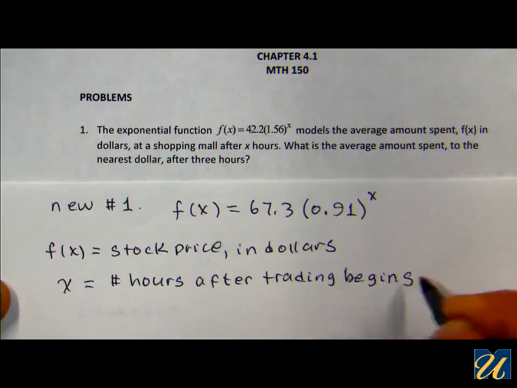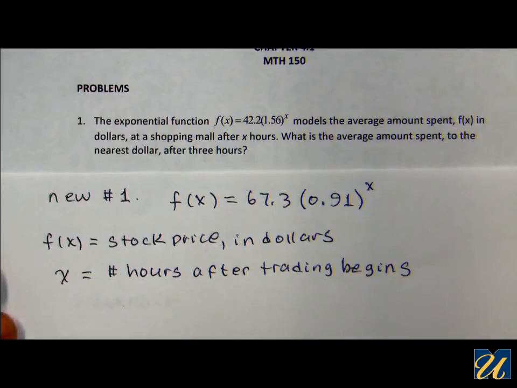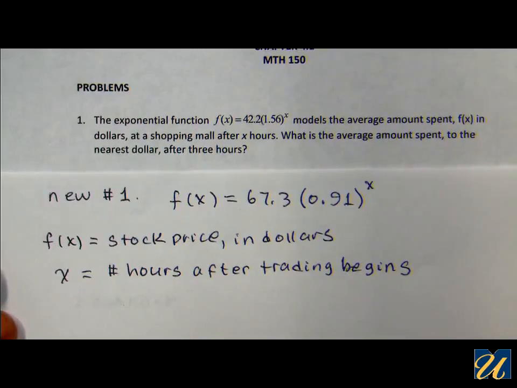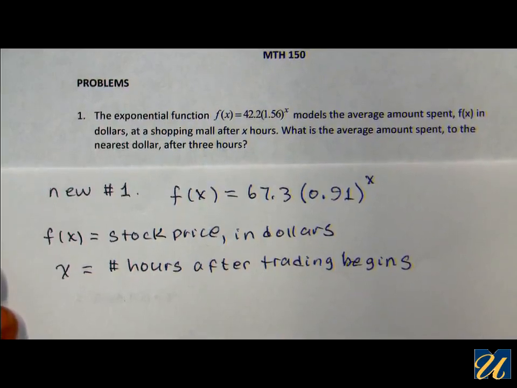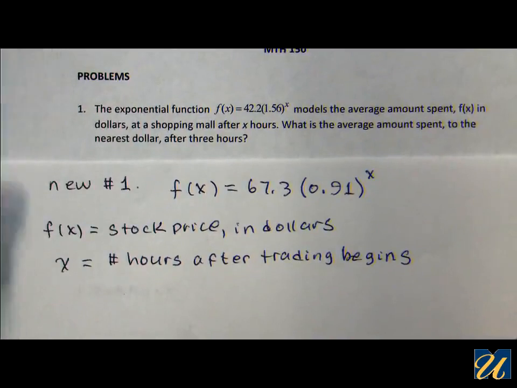So we're looking at the price of a stock at the beginning of the day, and the market opens, and throughout the day that price will fluctuate. The price of that stock is given by this exponential function f of x, where f of x is the stock price in dollars and x measures the number of hours that have gone by during that one trading day. And we can ask two questions.